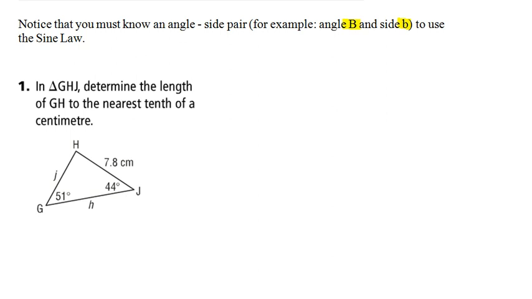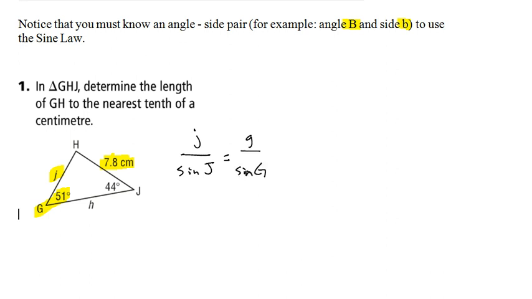So in the case of example 1, we know angle G and we know side G, so we can use the sine law. Okay, and they want us to find GH, which is of course side J. Okay, so we're just going to use our sine law with the side lengths on top. So we'll have J over sine J equals G over sine G.